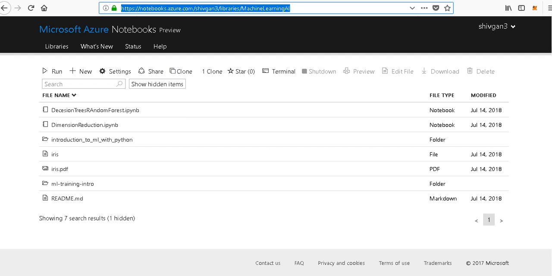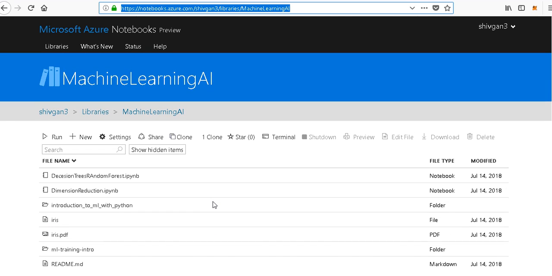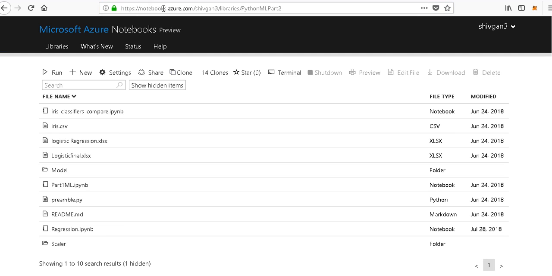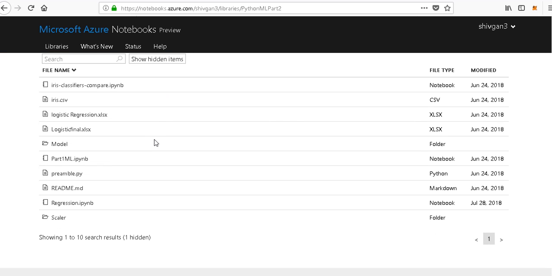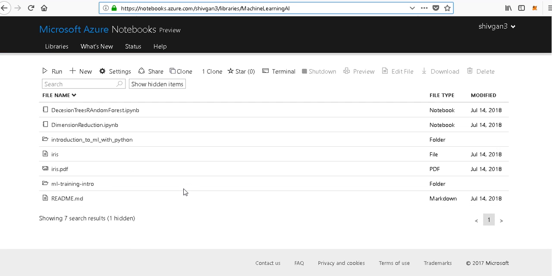The other part is that all of my notebooks can be found on the Microsoft Azure Notebooks link, and I have 2 libraries. The first is Machine Learning AI, and the next is Python Machine Learning Part 2, where you can find my notebooks for regression, logistic regression, iris classification, and the datasets that I use frequently. And you can also find my notebooks on decision tree, random forest, dimension reduction, and some datasets that I use.